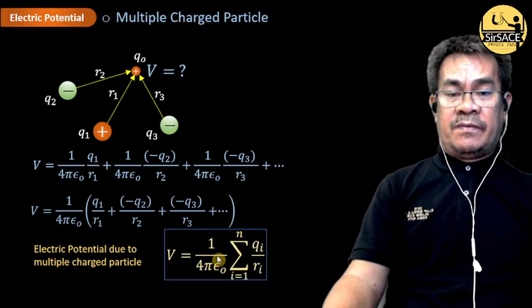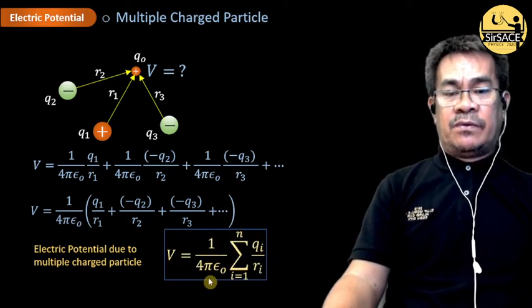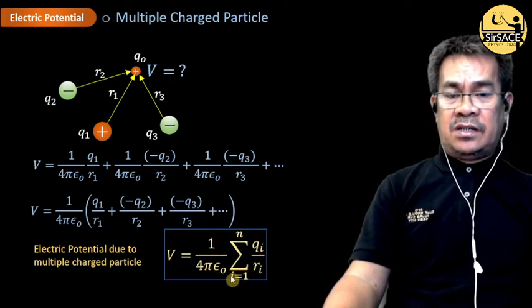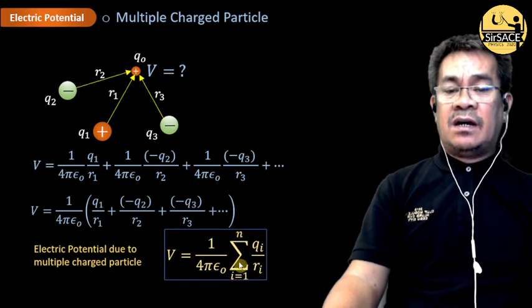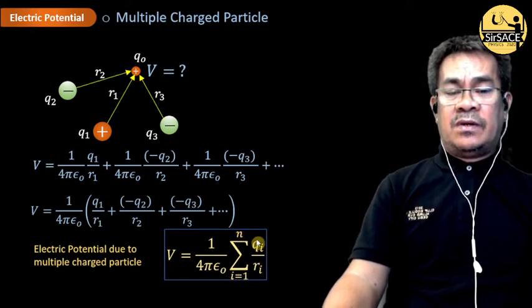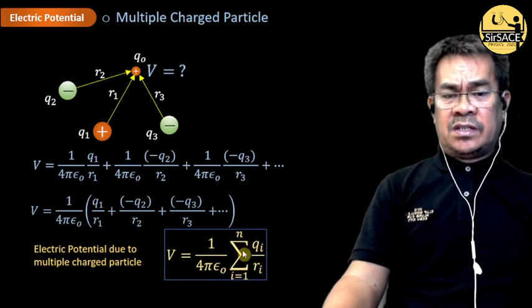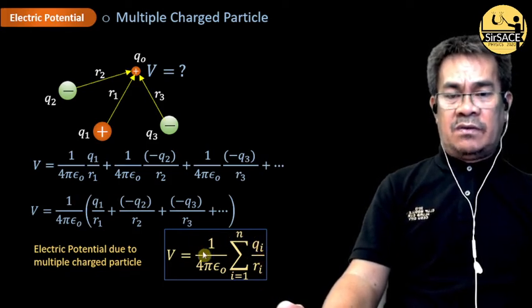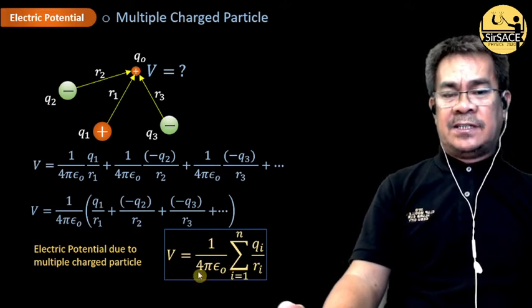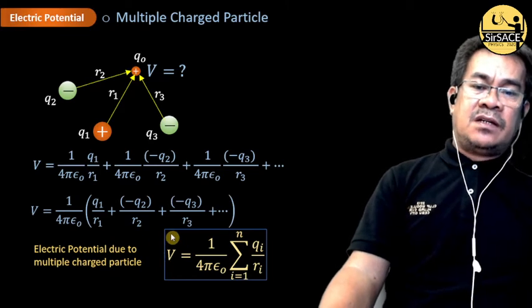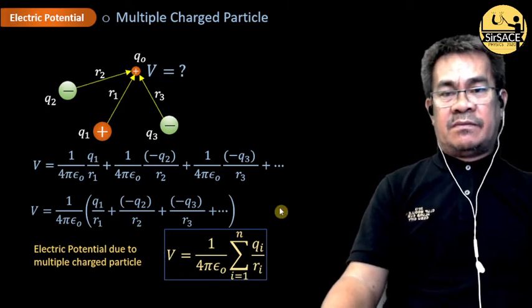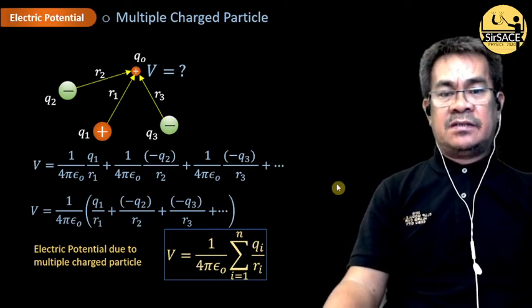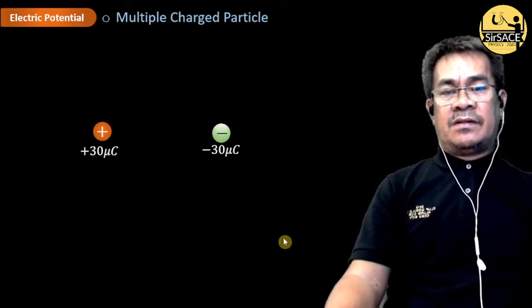Now in power series again, we use the 1 over 4 pi permittivity, i equal to 1 up to n terms, then we have Qi over Ri. So the same, we can use any of these two, but this is the exact presentation of the power series form. This is a power series. Okay, so let us have an example.